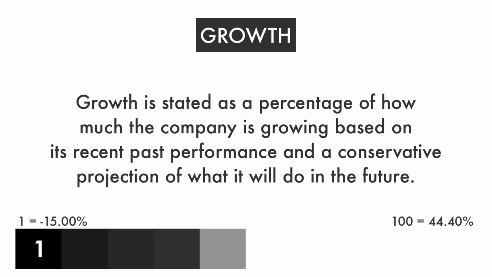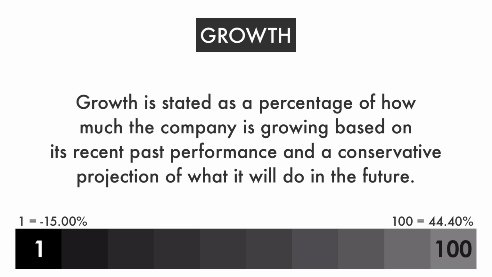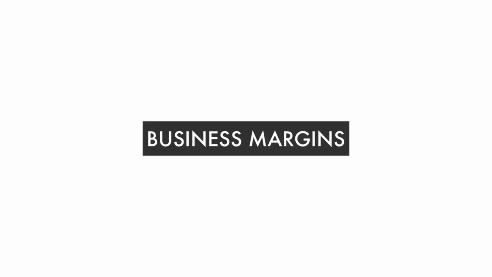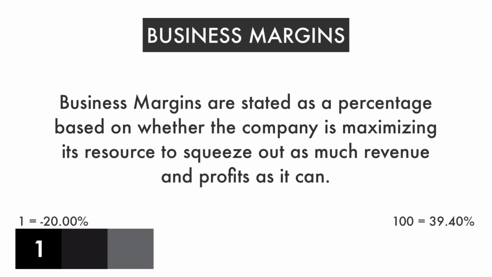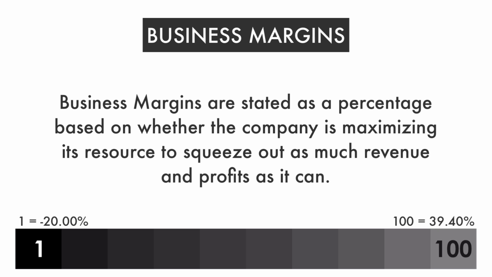Let's look at the company's growth. Growth is stated as a percentage of how much the company is growing based on its recent past performance and a conservative projection of what it will do in the future. Next, let's look at the company's business margins. Business margins are stated as a percentage based on whether the company is maximizing its resources to squeeze out as much revenue and profits as it can.